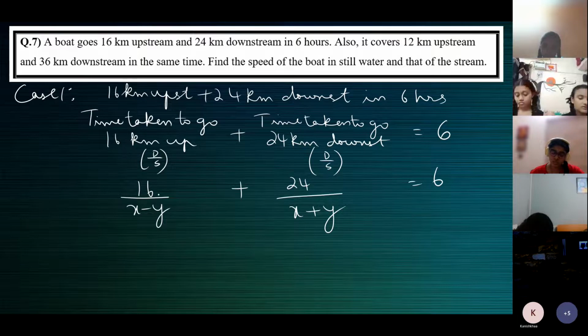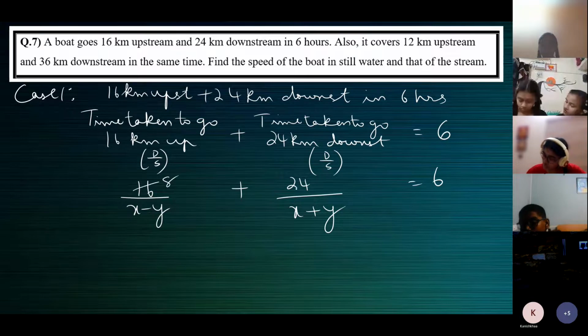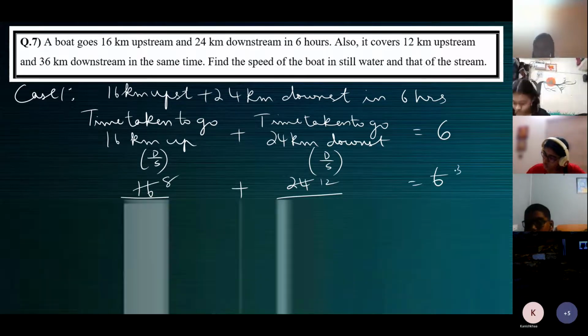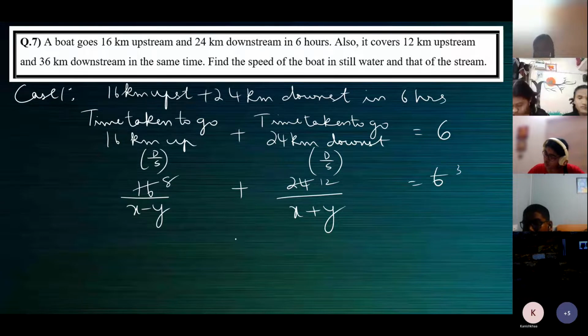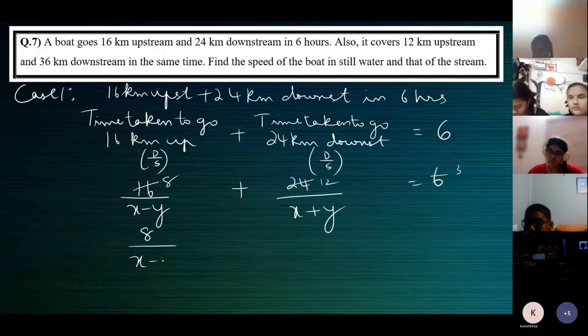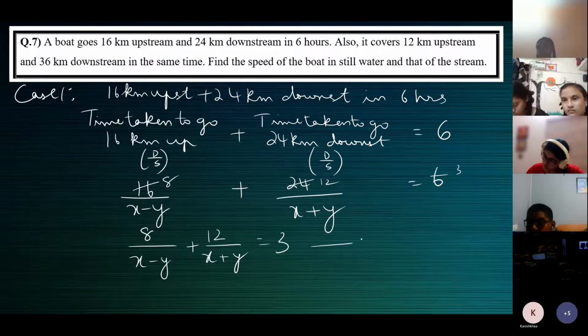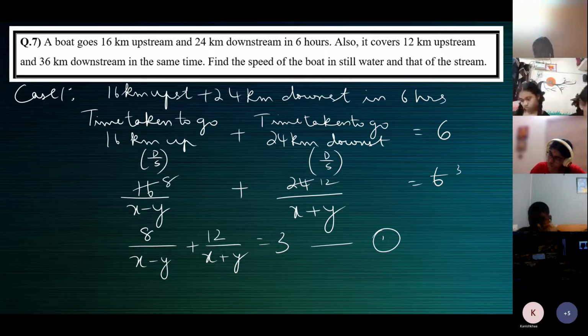Now the numerator, everywhere you can cancel by 2. It becomes 8, this becomes 12, this becomes 3. So dividing by 2 throughout, you get 8 by x minus y plus 12 by x plus y is equal to 3. This is the first equation. You're dividing the equation throughout by 2, so all the numerators you are reducing: 2 8s are, 2 12s are, 2 3s are. And this is the equation.